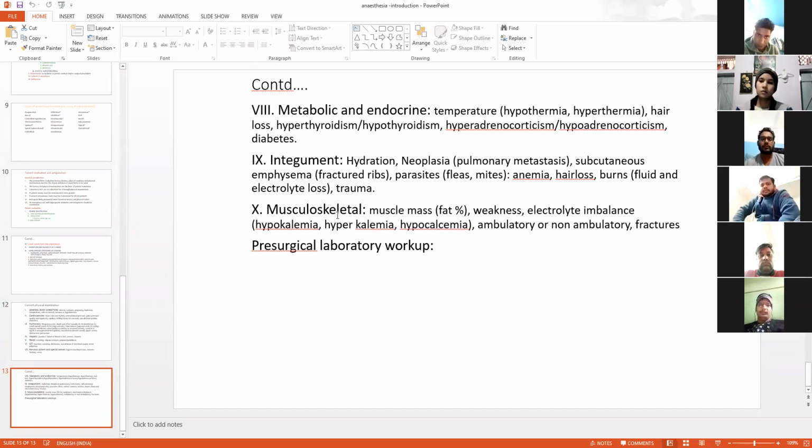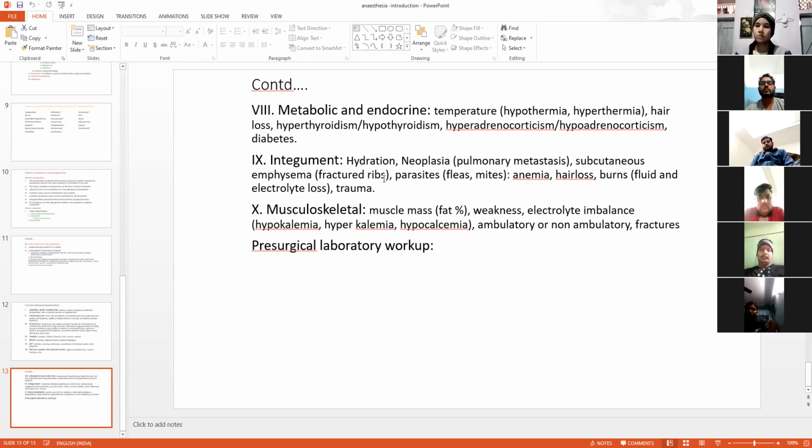Hypothyroidism, all blood, this can be analyzed by complete blood analysis. Integument: whether the animal is hydrated or not, whether the animal has any neoplasia, subcutaneous emphysema, which is most commonly seen in case of fractured ribs, known as flail chest. History of parasites, both ectoparasites and internal parasites. Anemia, hair loss, burns, and any fluid and electrolyte loss. Any history of trauma. So all these things, hyperkalemia, hypokalemia, you have to complete the pre-surgical laboratory workup so that you can monitor a good anesthesia.